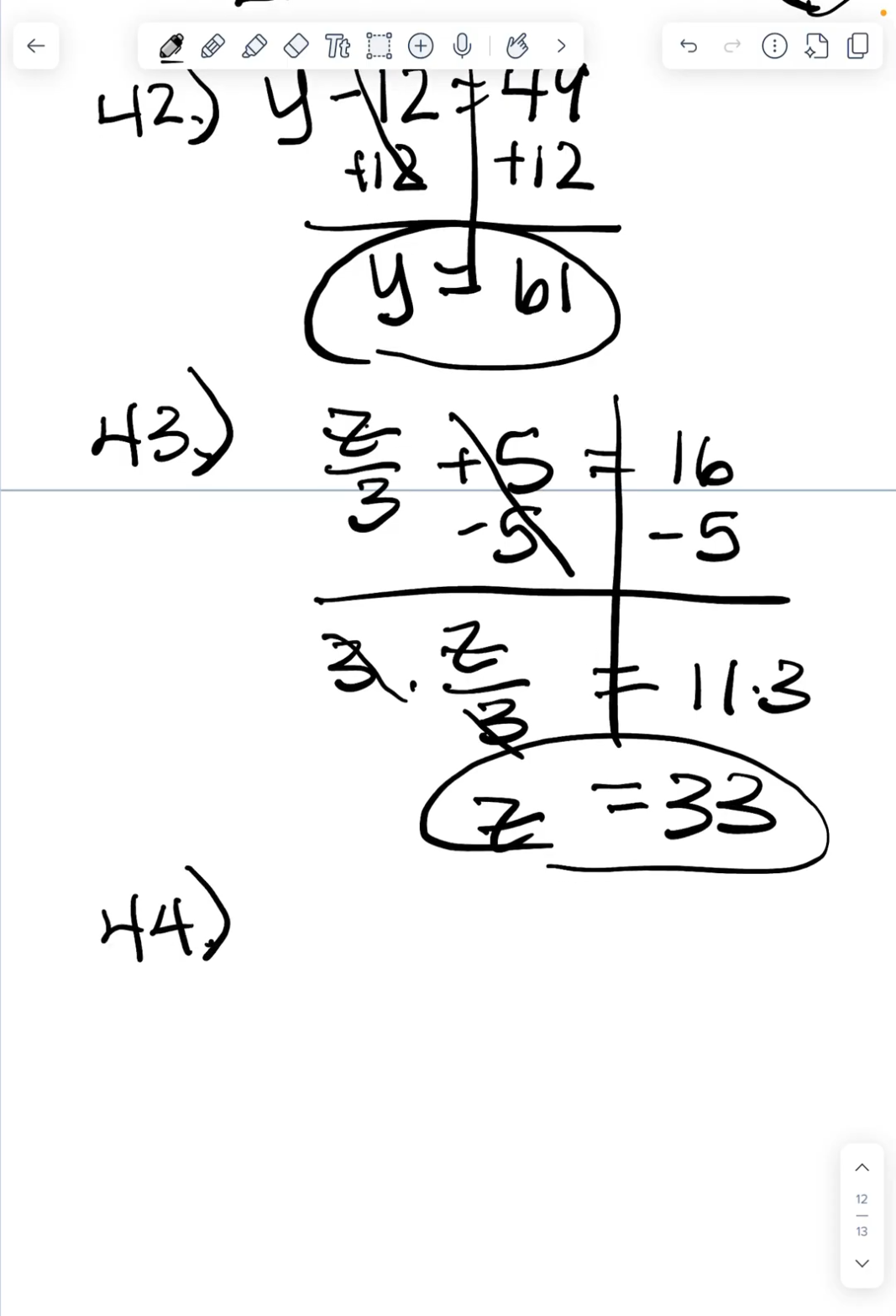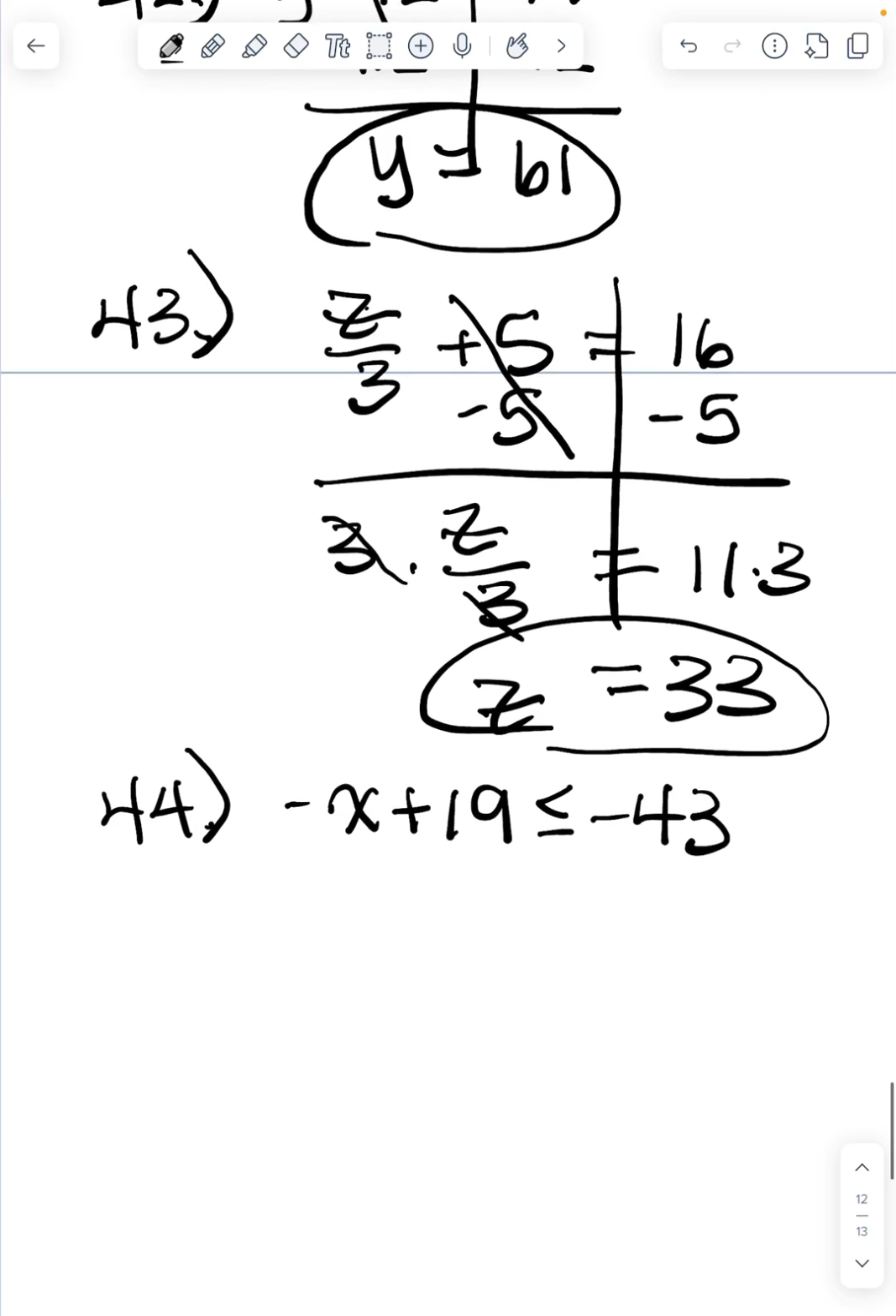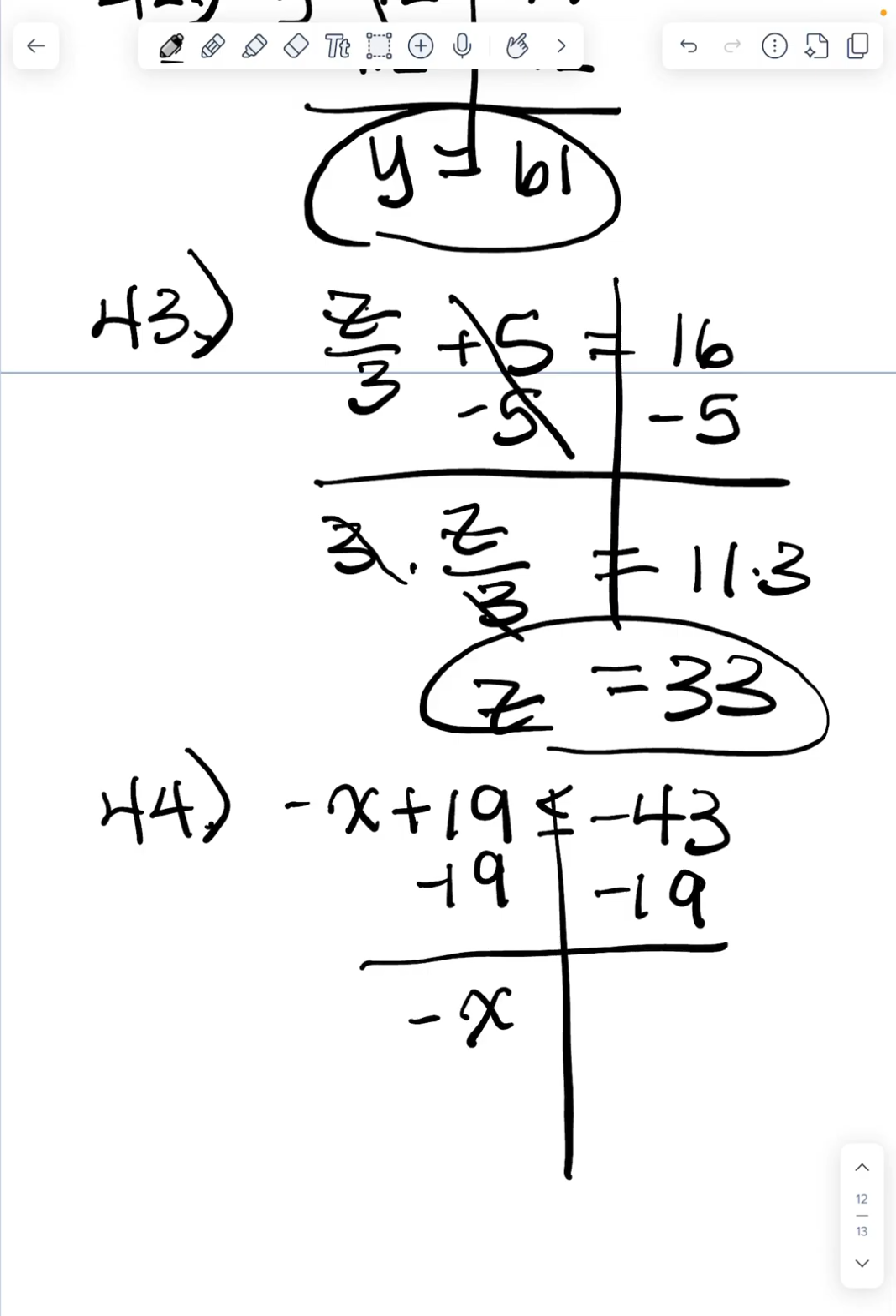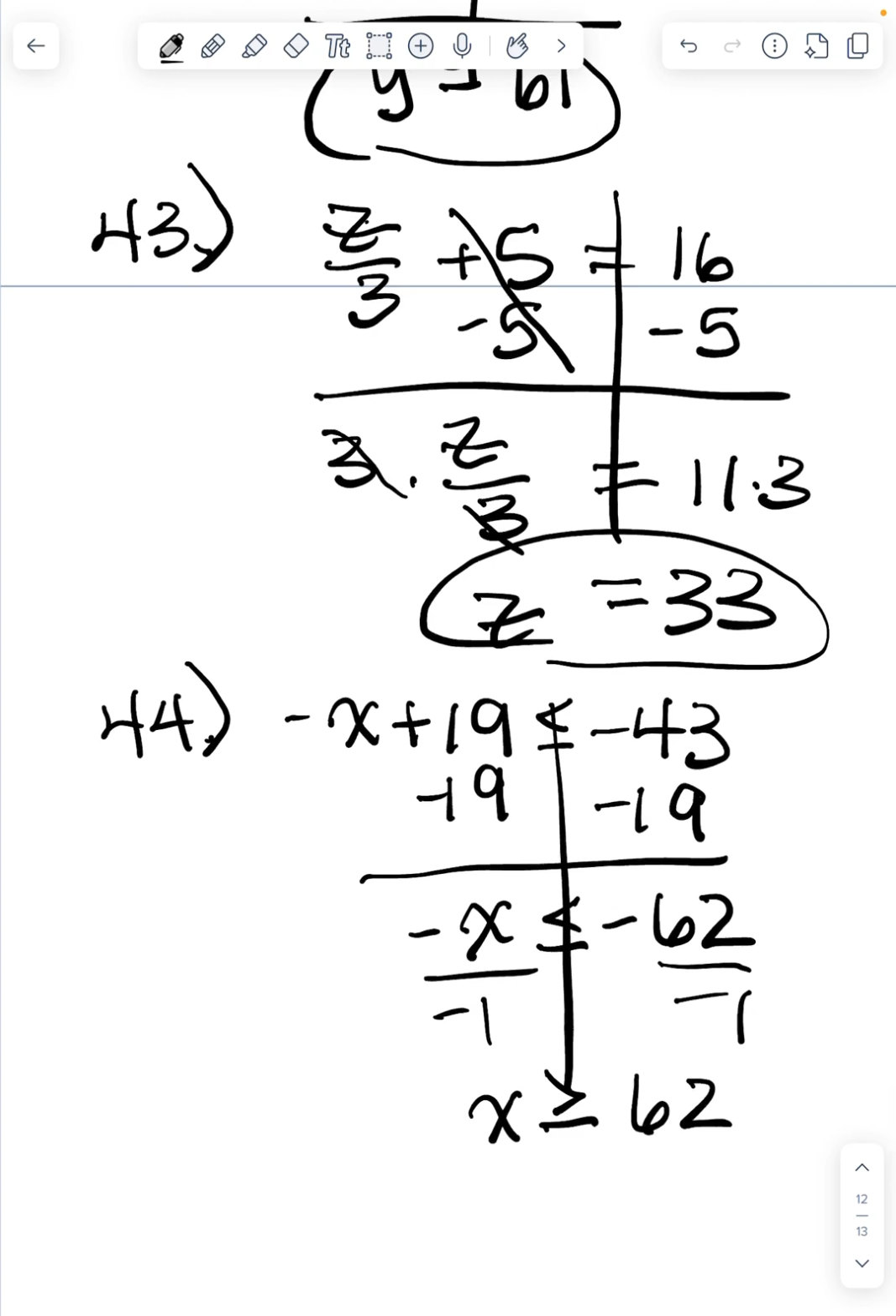Number 44. Negative x plus 19 is less than or equal to negative 43. Okay, there's my inequality. I'm going to minus 19 on both sides. That's going to give me negative x is less than or equal to negative 62. Divide both sides by that negative. It's really a negative 1. So x, flip your inequality because you divided by a negative, 62.